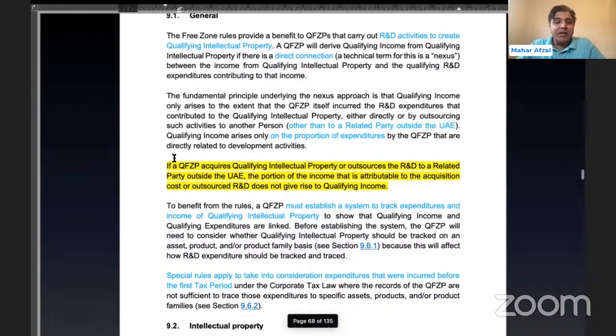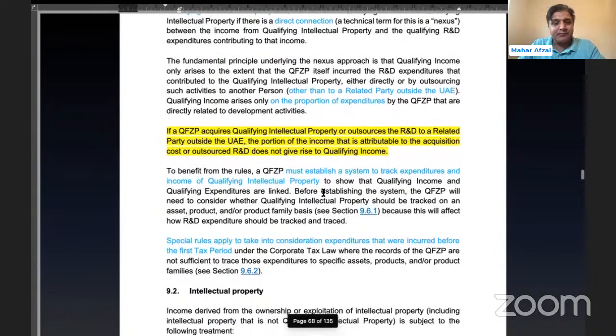They have given this. If a qualifying free zone person acquires qualifying intellectual property or outsources the R&D to a related party outside the UAE, the portion of the income that is attributable to the acquisition cost does not give rise to a qualifying income, which is important. You need to try to understand the essence behind the transaction. The essence is that the government wanted you to invest in the R&D to develop the intellectual property.